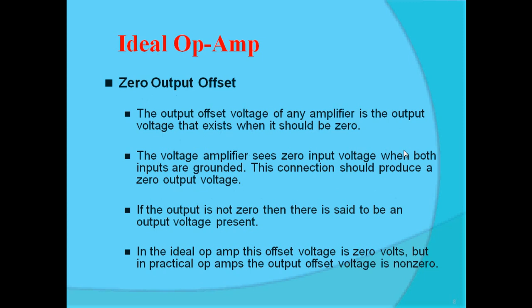Zero output offset. The output offset voltage of an amplifier is the output voltage that it exhibits when it should be zero. It means that when there is no input signal at the input terminals, its output must be equal to 0, but still there is some small amount of output voltage present at the output, called the output offset voltage. Ideal op amp will have 0 output offset voltage, but practically there is some non-zero value present.